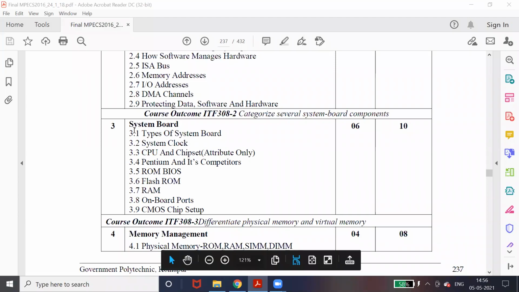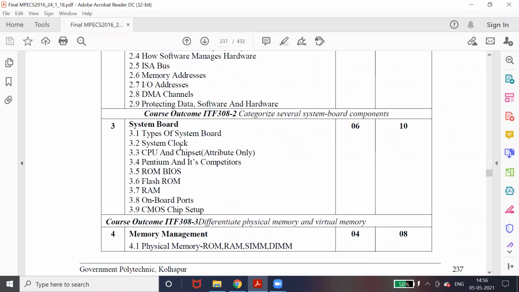Hello dear student. In this video we will start the third chapter, which is about the system board. Here we will learn the types of system boards, system clock, CPU and chipset, attributes of CPU and chipsets, Pentium and the different competitors available with Pentium, ROM, and mainly the BIOS information that is stored in the ROM, and flash ROM, one type of ROM.